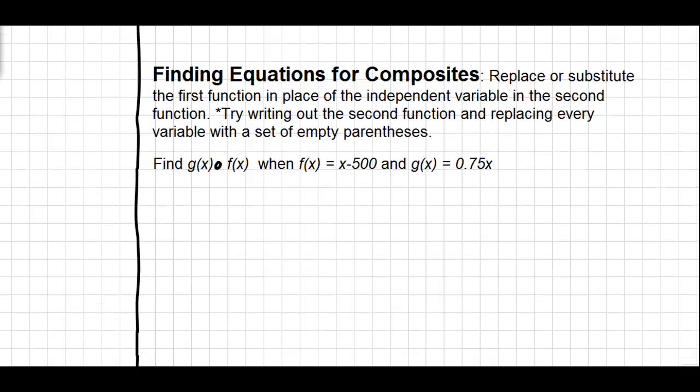The other type of question that students are going to have to be comfortable dealing with as it relates to composites is finding a new equation for a composite. What's going to be happening there is that you're replacing or substituting the first function in place of the independent variable in the second function. My hint here for students is to try writing out the second function and replace every time you see a variable with a set of empty parentheses. So let me illustrate what that looks like on this example.